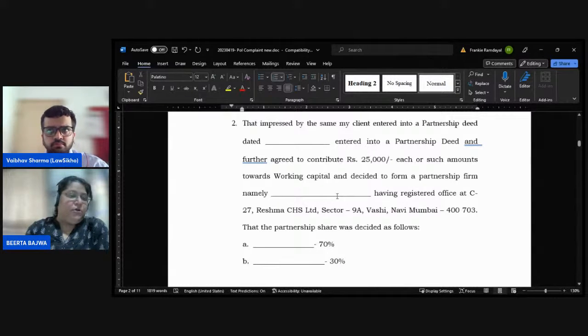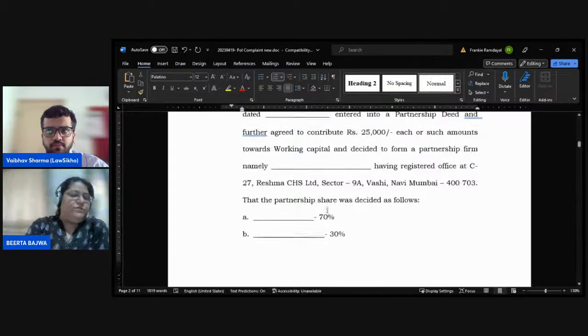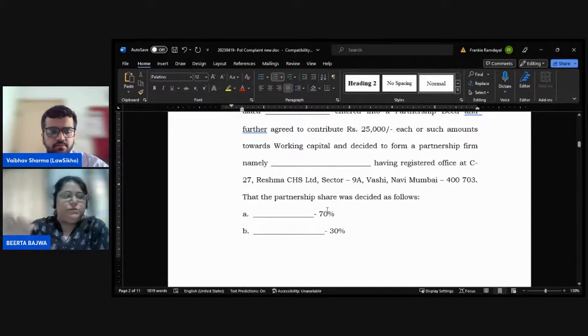What was their shareholding? Who was the holder of 70%? Who was the holder of 30%? And where was the registered office? All these things you will have to mention. Let's go down.